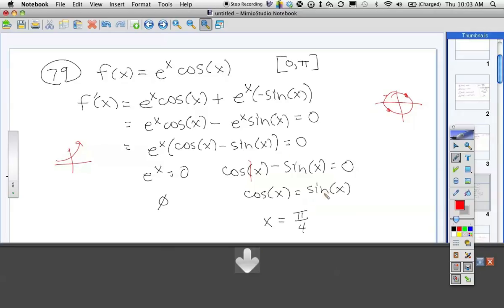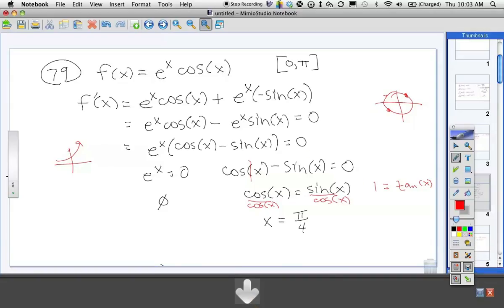Another way would be to divide both sides by cosine x. But you always get into potential trouble when you divide by something with an x in it, because you can't divide by 0. So you have to ask, when is that 0? I might be losing a potential solution. When is cosine 0? That'd be at pi halves or 3 pi halves. It turns out those wouldn't work here anyway, so it ends up okay. So you end up with 1 equals tangent x. That's the same question. When does tangent x equal 1? That's at pi over 4. So either way, that's your only stationary point.